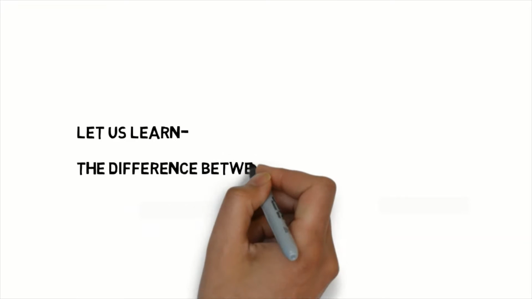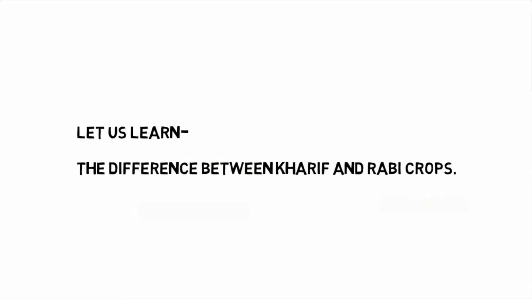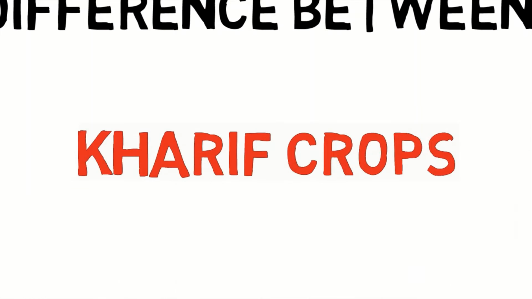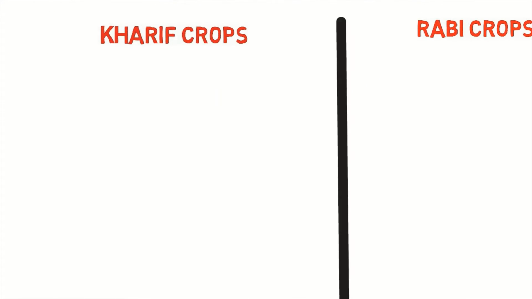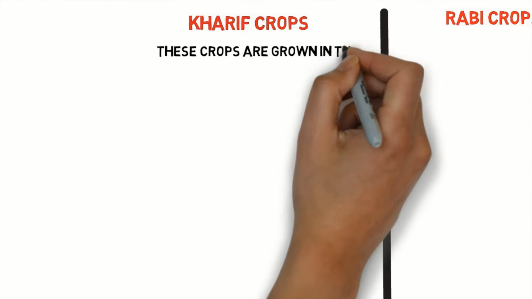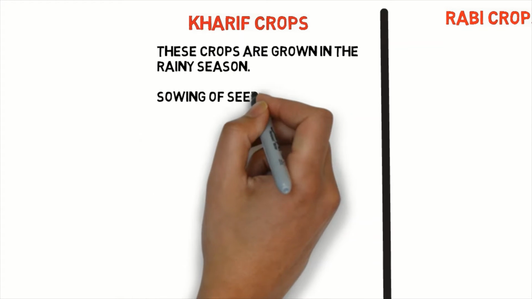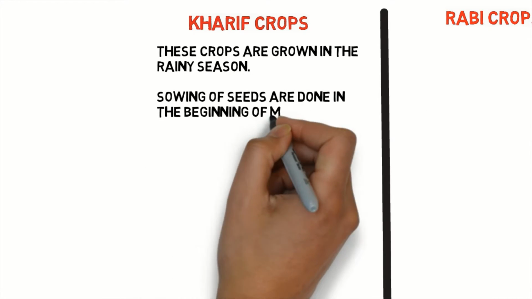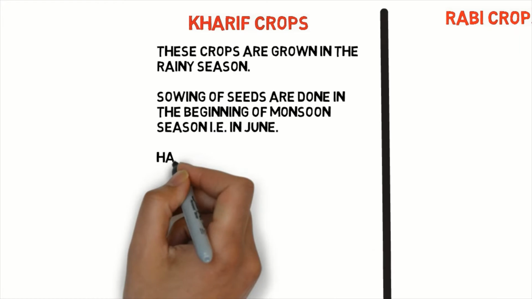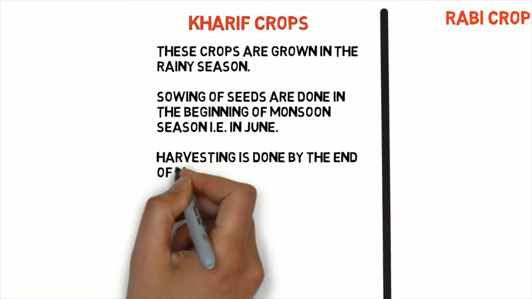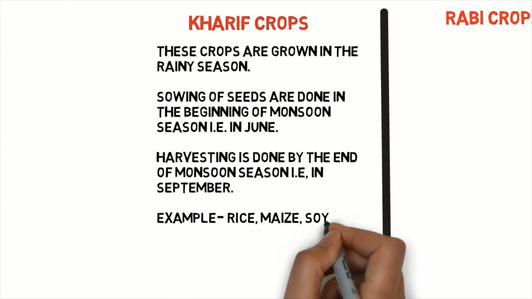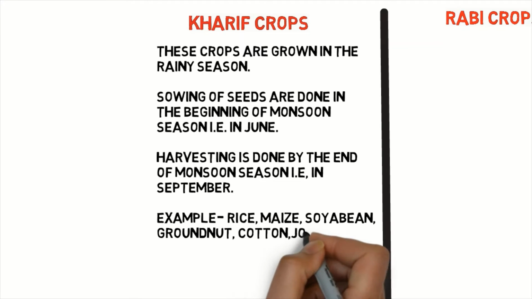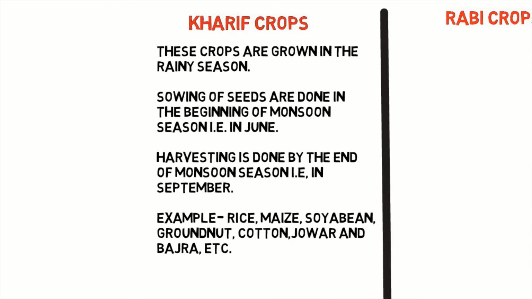Let us learn the difference between Kharif and Rabi crops. The Kharif crops are grown in the rainy season. Sowing of seeds is done in the beginning of the monsoon season, that is in the month of June. Harvesting is done by the end of the monsoon season, that is in the month of September. Examples are rice, maize, soya bean, groundnut, cotton, jowar and bajra.